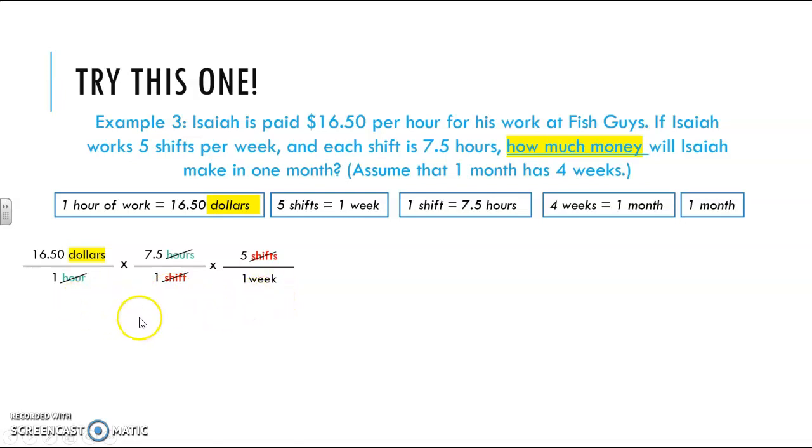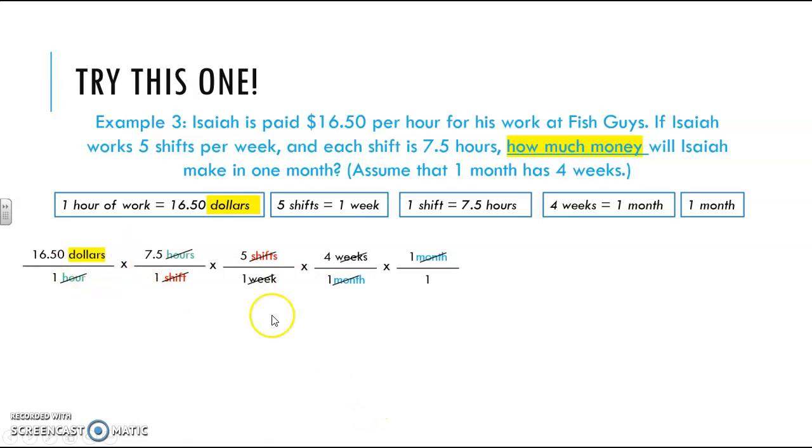And then I'm on to the next denominator of weeks. So from here, I multiply by 4 weeks over 1 month and can cancel the weeks. And then the last step here, which is sort of a bonus step of multiplying by 1 month so that our final units really are just in units of dollars.